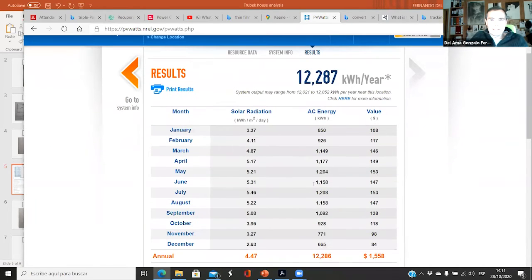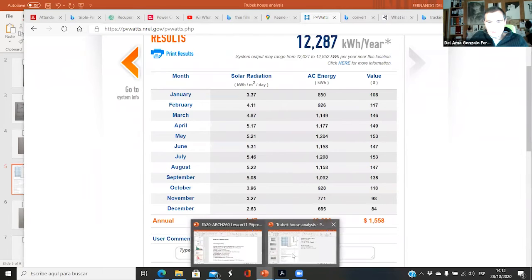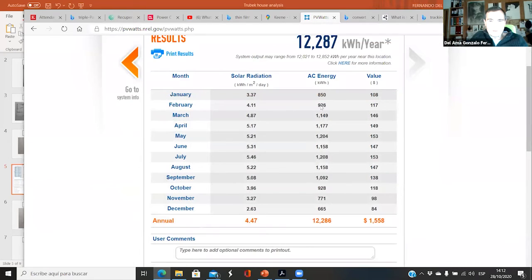There you go. And this is the value that we need now. And we have to compare this value to our demand, which is 780, because this is monthly. So we have to calculate the monthly energy demand, and then compare this. It's quite good, I think, because the demand is 780, so we are above the demand throughout the year.